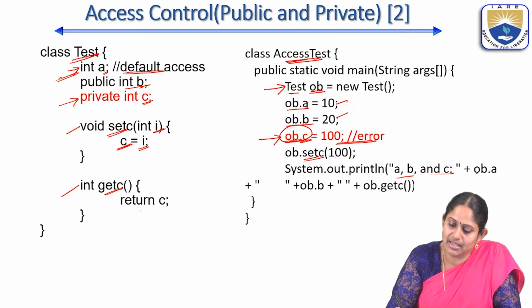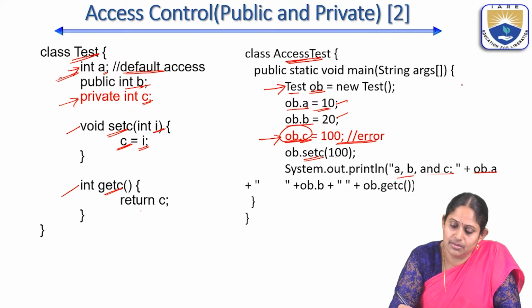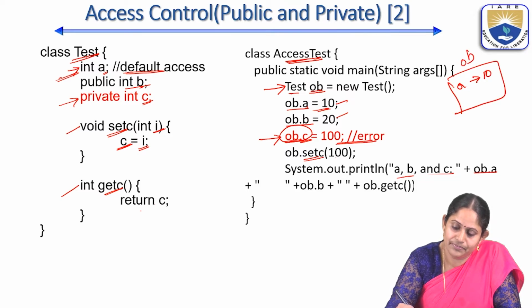This method will set the C value to 100, and we are trying to display the contents of A, B and C. So we are displaying ob.a. So ob.a means it will display 10. A value will be 10. So this is our object ob. A is 10. B is set to 20. So when we call ob.b, it will display 20.